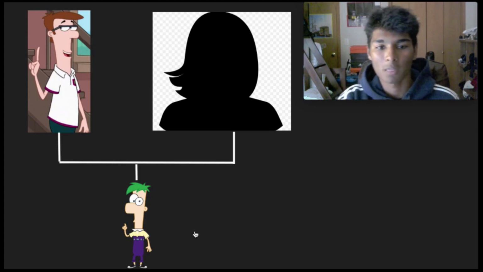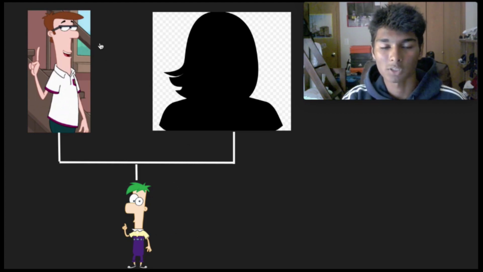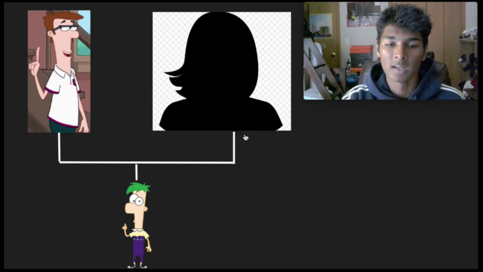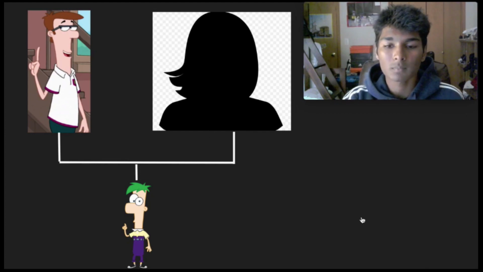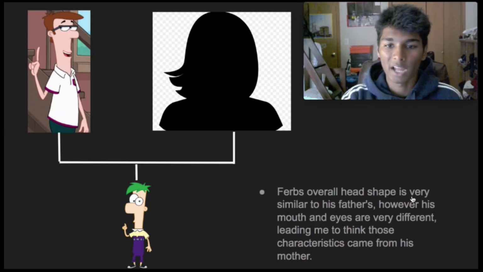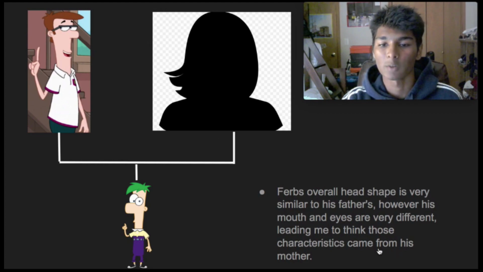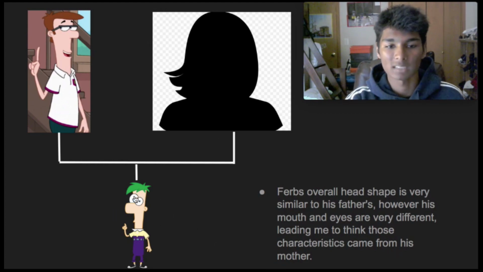So we have Ferb here on the bottom, and Ferb's biological father is known to be Fletcher here on the left. However, his biological mother is completely unknown, and there are no really good theories out there like the Doofenshmirtz theory that exists for Phineas. So his mother is pretty much completely unknown. However, Ferb's overall head shape is very similar to his father's. However, his mouth and eyes are very different, leading me to think those characteristics came from his mother. So when we're talking about his head as a whole, including eyes, mouth, nose, and so on, I think there is codominance at play here.